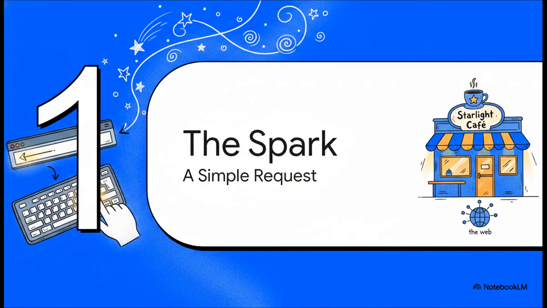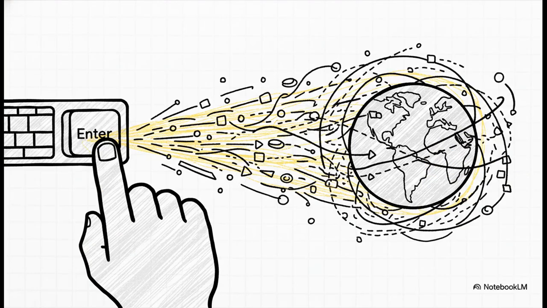So our whole story kicks off with a very familiar action. We need to go somewhere online. Let's say to a place we'll call the Starlight Cafe. And right there, that simple click, that press of the Enter key, it kicks off this incredibly complex, high-speed chain of events that zips across the entire globe.